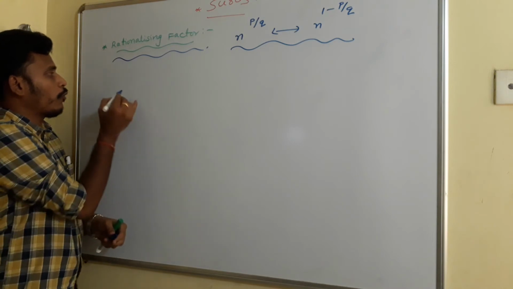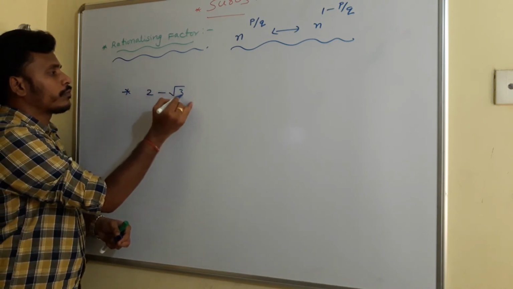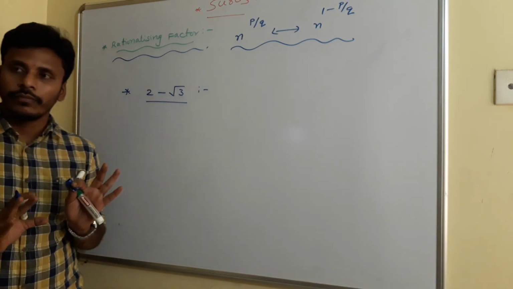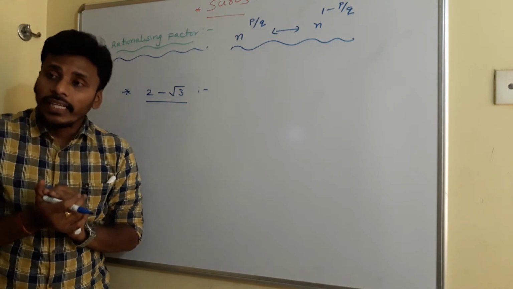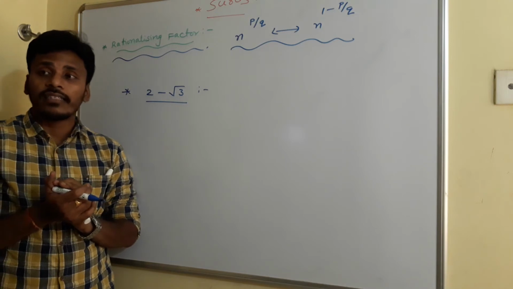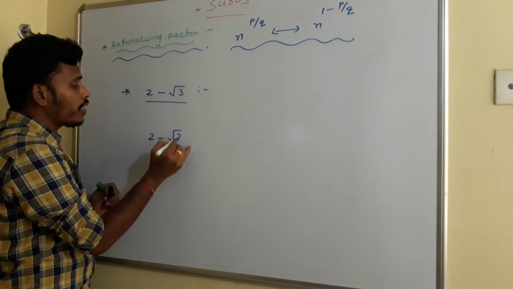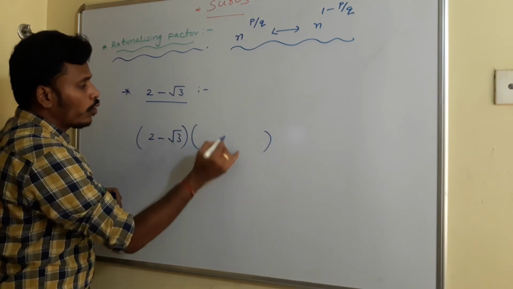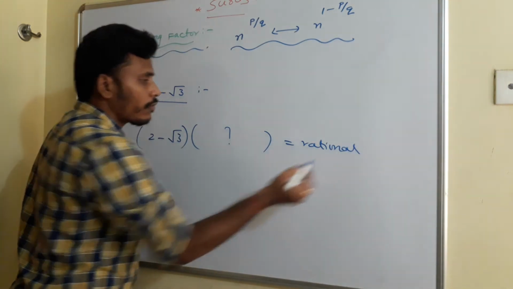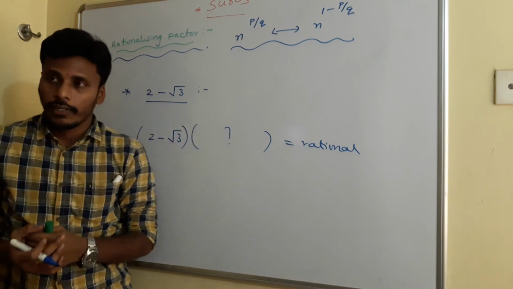For example, if you have a number 2 minus root 3. Think, guys, this 2 minus root 3 is a number, just it is given. They ask us to find the rationalizing factor for 2 minus root 3. What you need to do? Your task is, 2 minus root 3 into some number should be a rational value. To satisfy this relation, you need to find this question mark.